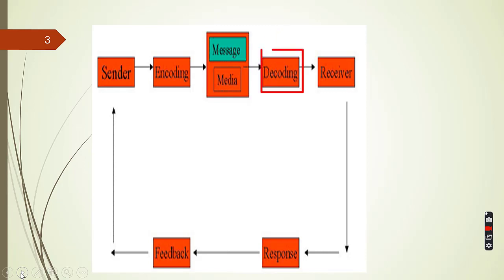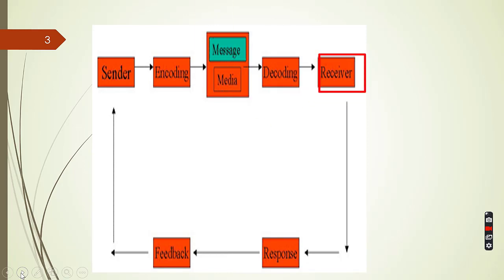Decoding. Interpreting and understanding a message is called decoding. If we cannot decode a message properly, the process of communication will fail. For example, if you receive a message that is in a foreign language unknown to you, you will not be able to decode it.